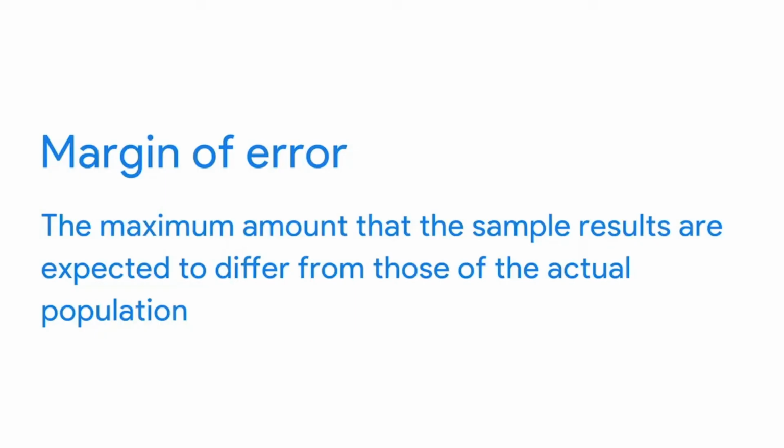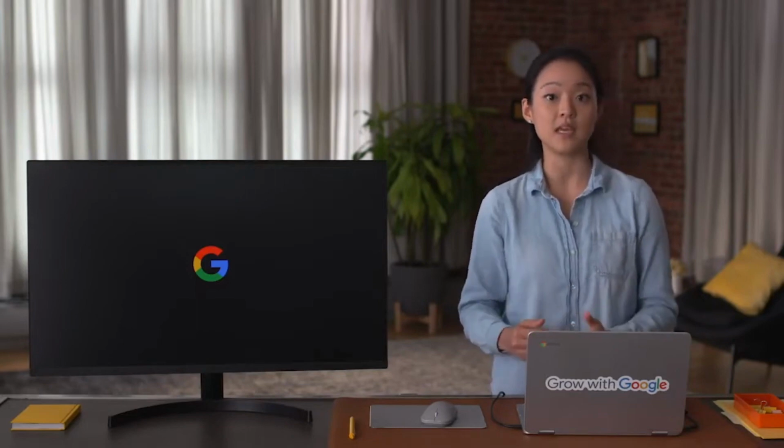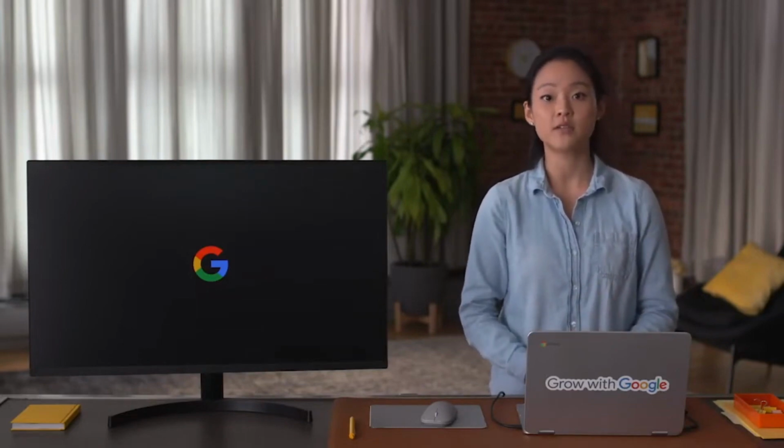Margin of error is the maximum amount that the sample results are expected to differ from those of the actual population. Let's think about an example of margin of error. It would be great to survey or test an entire population, but it's usually impossible or impractical to do this. So instead, we take a sample of the larger population. Based on the sample size, the resulting margin of error will tell us how different the results might be compared to the results if we had surveyed the entire population.